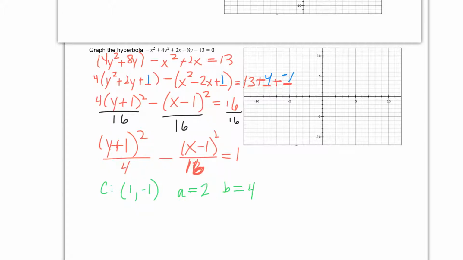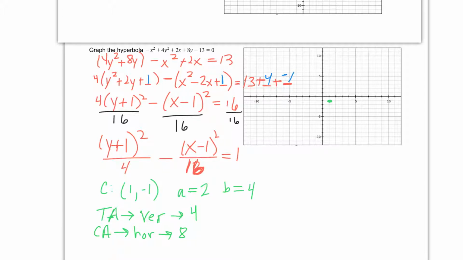And since my y is first, if I look at the equations on the front, it tells me my transverse axis is going to be vertical in this case. And it's 2 times my a value, so 2 times 2, which is 4. And my conjugate axis is going to be horizontal, and it's 2 times my b value, or 2 times 4, which is 8. So if we go ahead and graph this, we'll start with our center, which is at 1, negative 1.